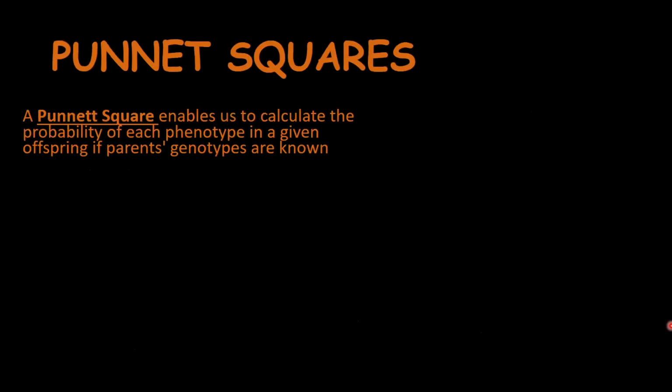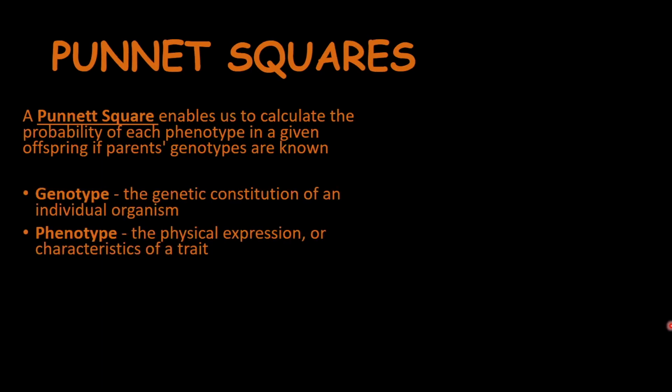All right, so now we're going to move on to Punnett squares, which again, they're going to be very important for the activity today. And so a Punnett square enables us to calculate the probability of each phenotype in a given offspring if we know what the parents' genotypes are. So phenotype, again, is the expression of a gene, and then genotype is how those alleles are combined and what that looks like. So here's a reminder of that.